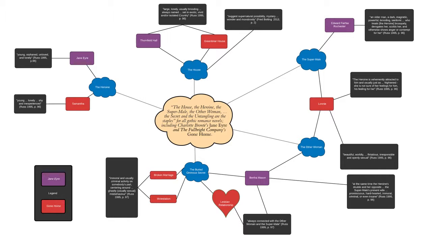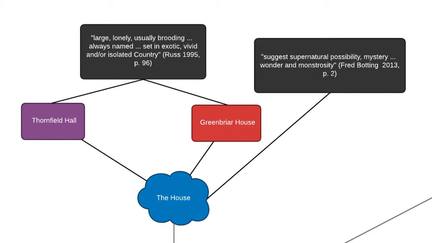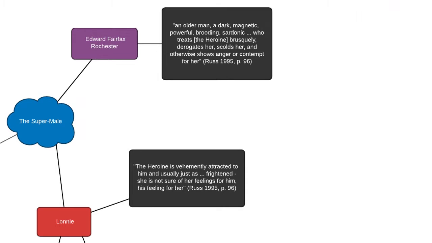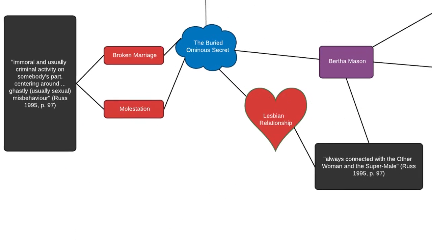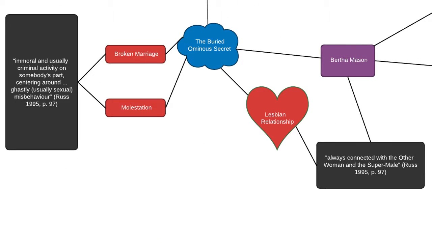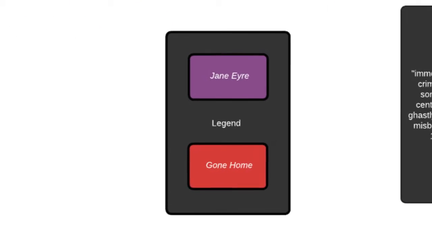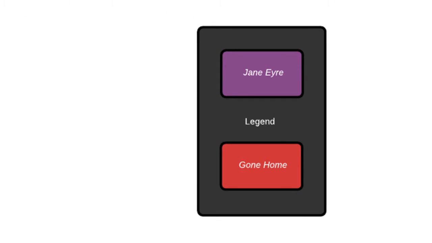I will be discussing the presence and revision of the house, the heroine, the supermale, the buried ominous secret, and the other woman, which is included on this mind map as it forms a part of both Bertha's and Lonnie's character. However, their characters will be discussed as a part of other Gothic romance elements. For easier viewing, Jane Eyre references are in purple and Gone Home references are in red.